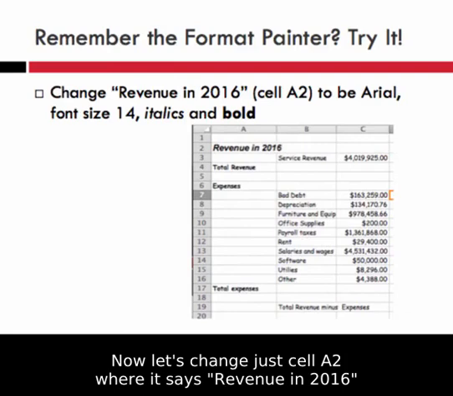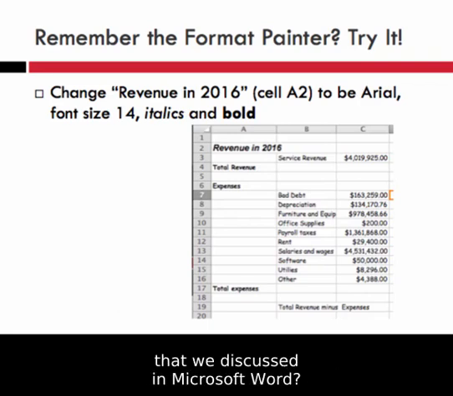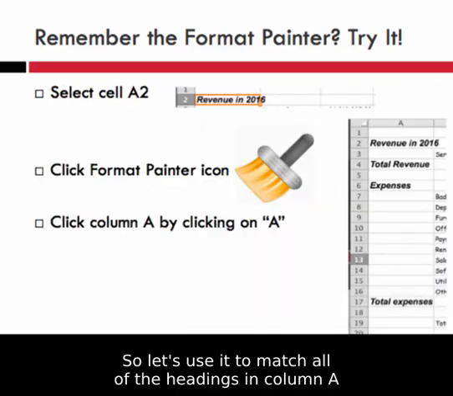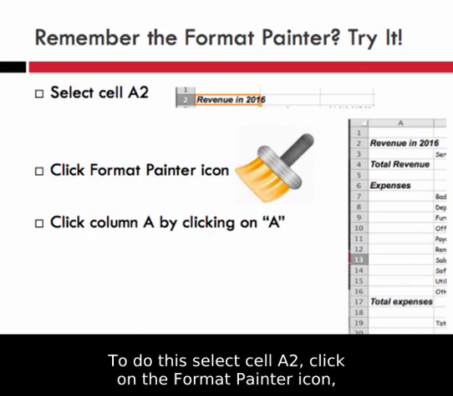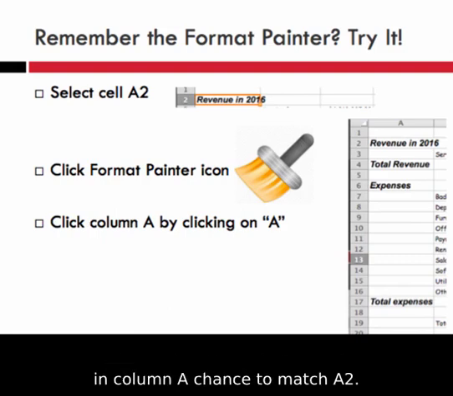Now let's change just cell A2 where it says revenue in 2016 to be Arial, font size 14, and let's make it bold and italicized. Now remember that format painter that we discussed in Microsoft Word? It's also available in Excel. So let's use it to match all of the headings in column A to match the formatting in A2. To do this, select cell A2, click on the Format Painter icon, and click on column A. Notice that all of the headings in column A change to match A2.